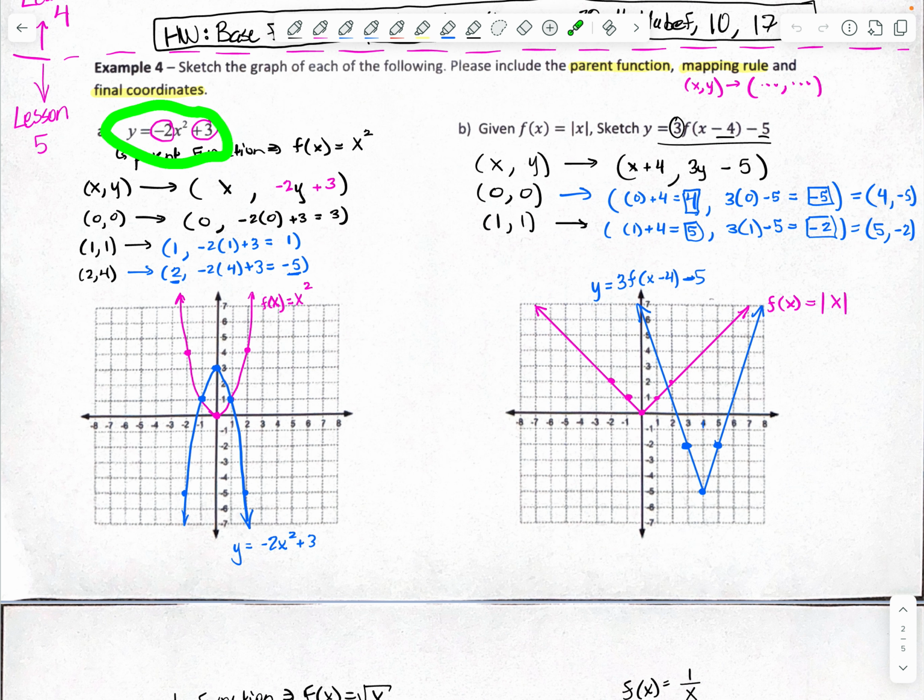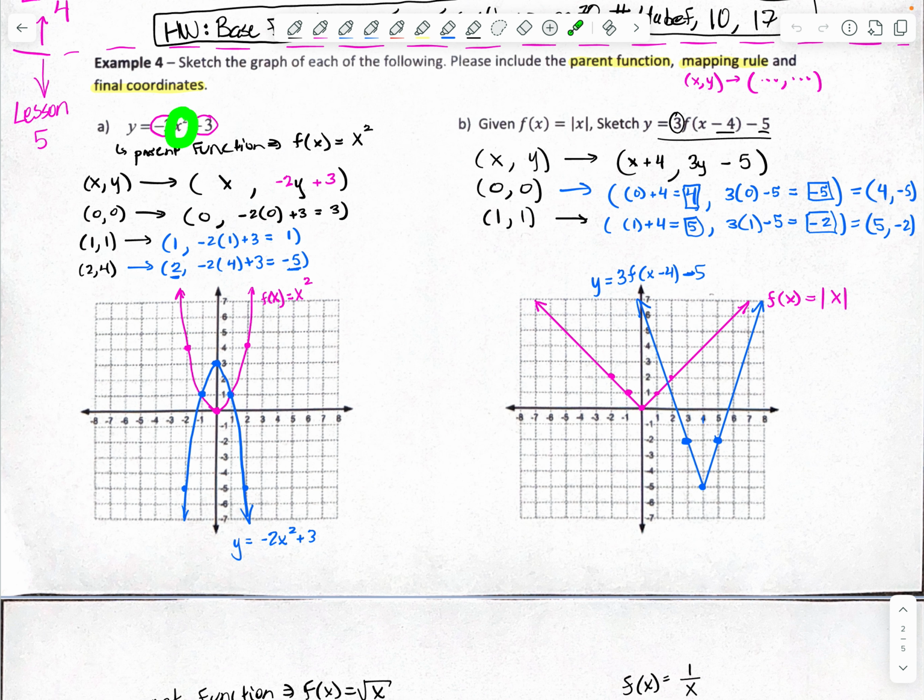If we take a look at this function right here, the first thing we want to do is identify what the parent function is. Right now we can see there's an x squared, so the parent function is f of x equals x squared. Then we can start to look at the mapping rules. If we start with x and y in the original, f of x equals x squared, we can see that there are no transformations directly applying on the x.